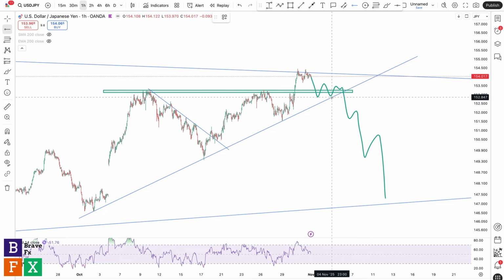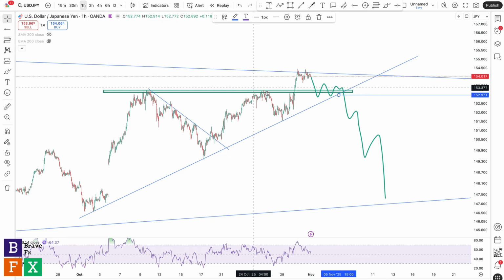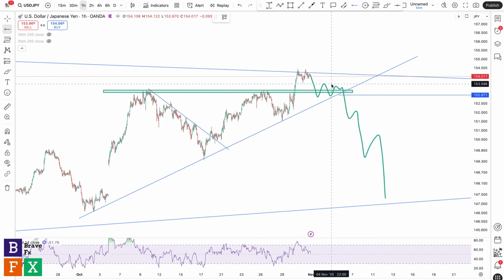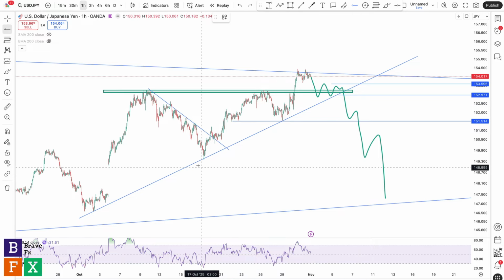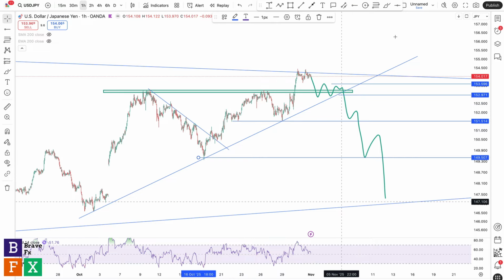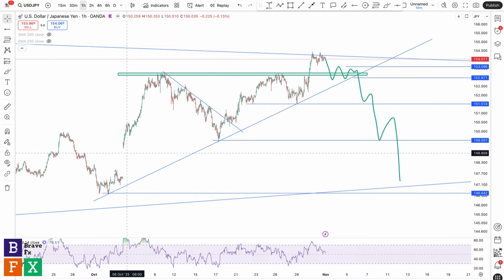And your entry will be placed after the breakout of this area of value, also this trend line. Stop loss can be placed above the consolidation before the breakout. Take profit targets can be traded as we go lower. First one can be placed here, second one can be placed here, and third one can be placed all the way at this low. So there's a very good case that this could happen because we have a massive gap over here. So gaps tend to get filled.